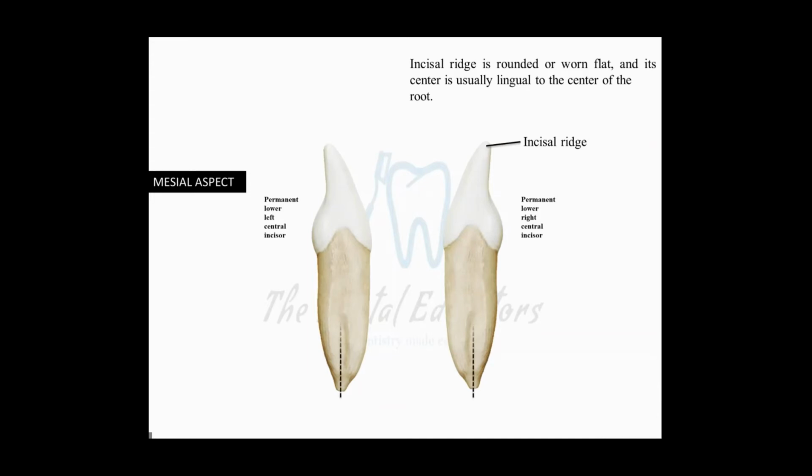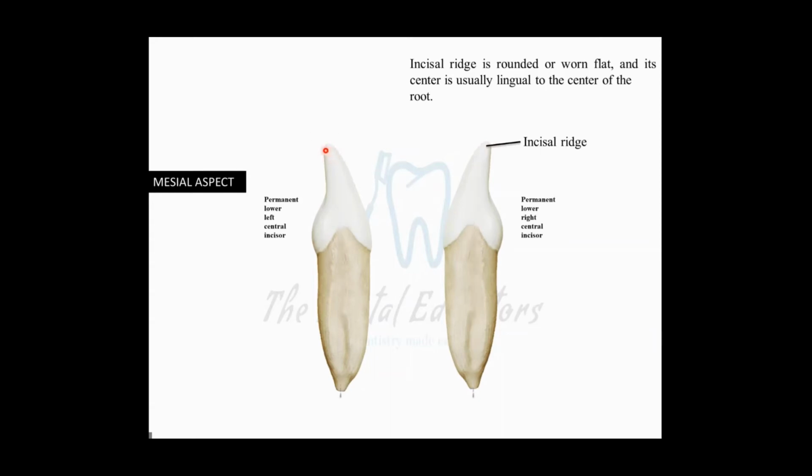Now furthermore, when you draw a straight line from the apex of the tooth, you can see that the incisal edges or incisal ridges area is usually placed lingual to the line made in the center of the root. So you can see they are more lingually inclined. These incisal ridges are towards the lingual side. This is the lingual aspect. So they are more lingually inclined.